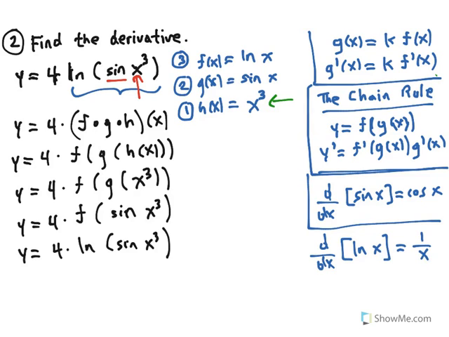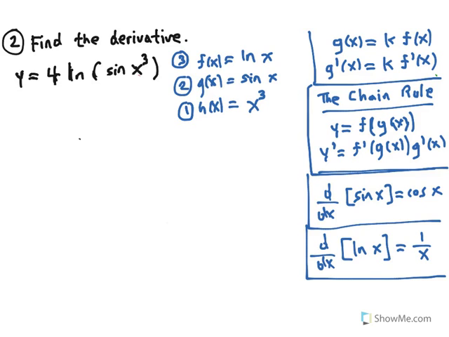It is 1 over x. So with this, we're ready to find the derivative of our function for number 2. So we're going to write y prime is equal to the constant multiple 4 times the derivative of natural log of sine of x cubed. And for the derivative of natural log of sine of x cubed, we have a composition of three functions, so we must use the chain rule.